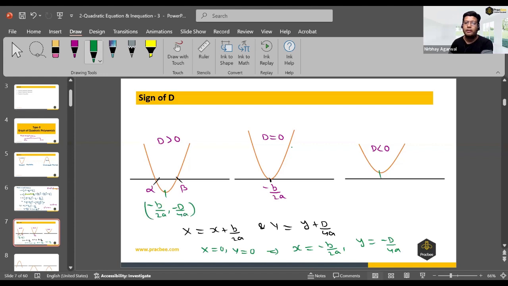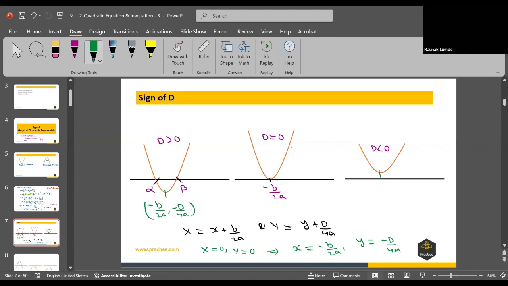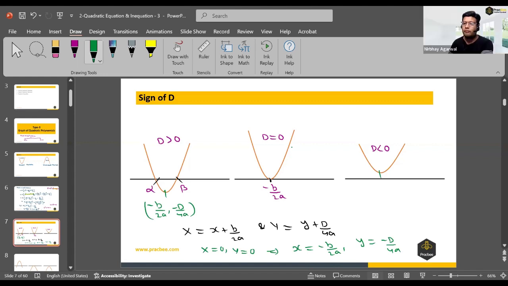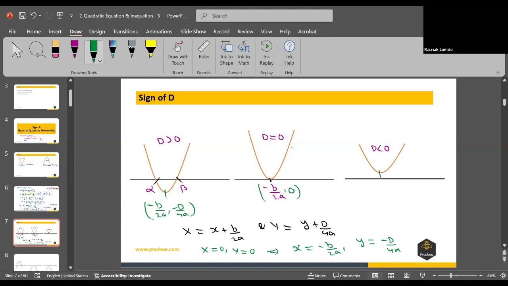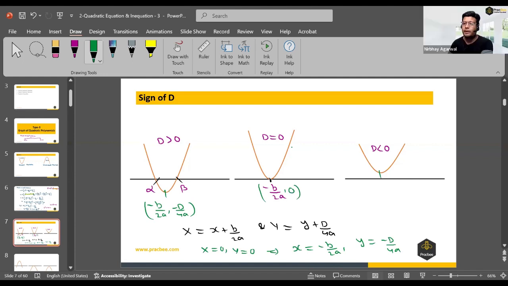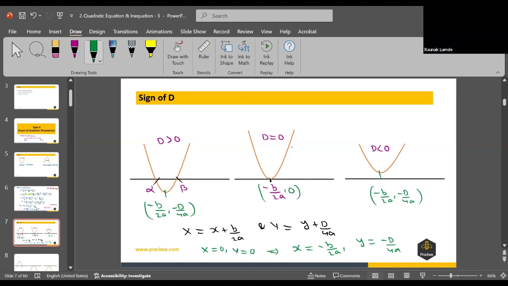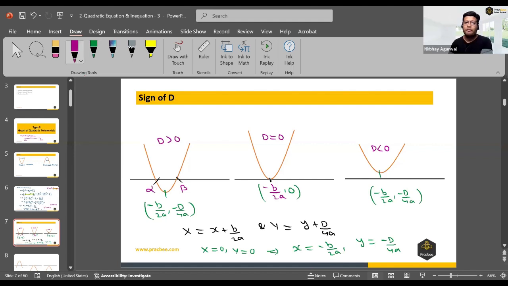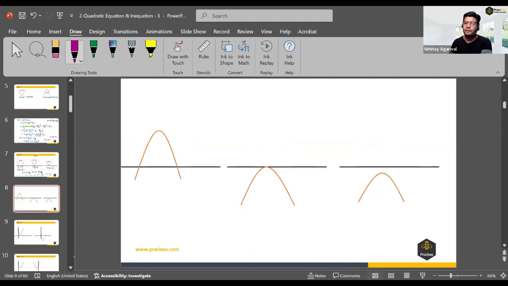It will help in finding the range also. This point is at the x-axis, so here the y coordinate will become 0. And again this point will be minus b by 2a, minus d by 4a. Is this clear? Yes, sir. This is for the upward parabola case, meaning in this case a is greater than 0.